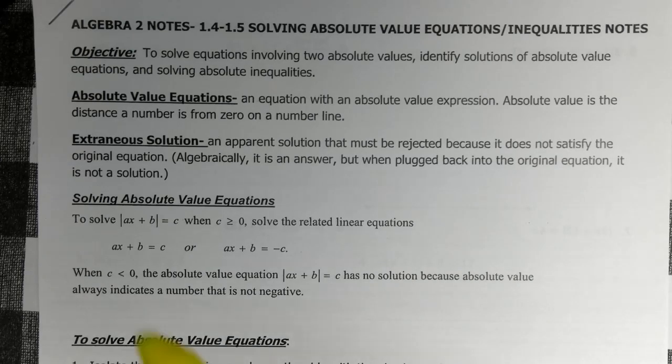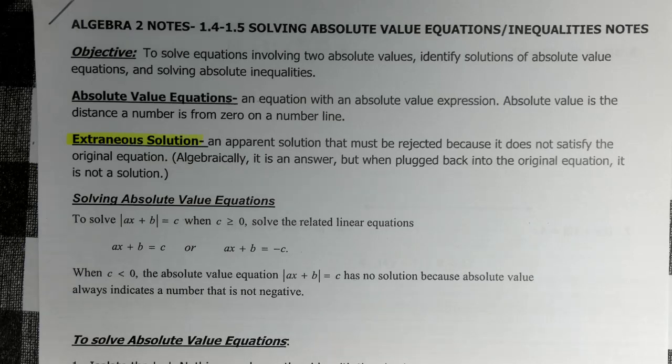With absolute value, though, you have what could be extraneous solutions. And what that means is you solve it, you get all the way down to x equals 5, let's say. But when you plug it back in, it's not actually true. So it's an apparent solution that's not actually true. That's when you have an extraneous solution. So we are going to check every single problem that we do.